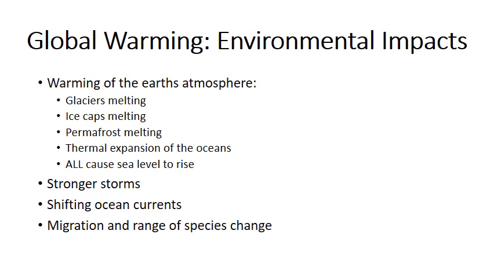You also have stronger storms, shifting ocean currents, which then changes climates because you have that heat pump that moves from the equator towards the poles, and the cold air and water that moves from the poles towards the equator, which then causes migration and range of species to change.